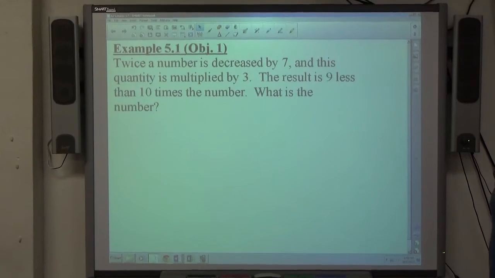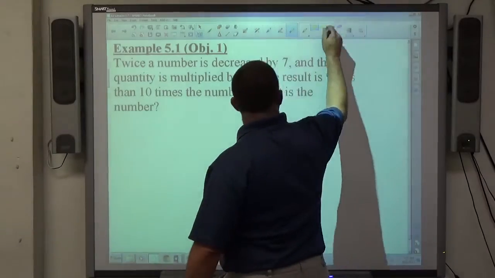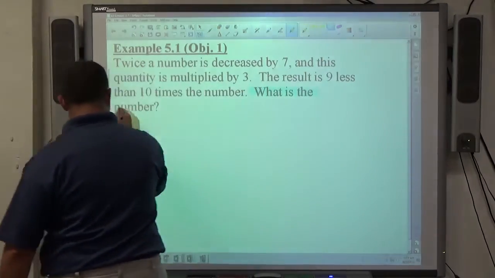Example 1, twice a number is decreased by 7. This quantity is multiplied by 3. The result is 9 less than 10 times the number. What is the number? So, question being asked, what is the number?